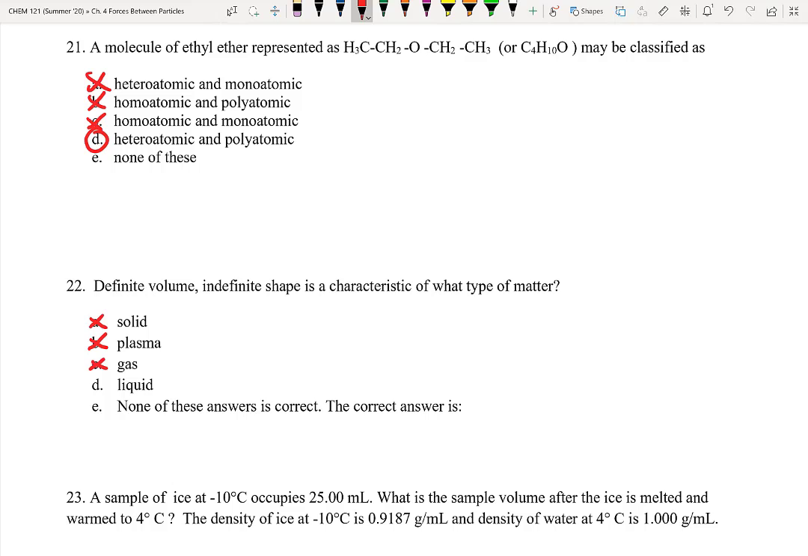Liquid, on the other hand, is really, really hard to squeeze. It's not as easy as gas. So I'd say that liquid would be the best option here. It's a lot harder to squeeze, has a more defined volume, but it doesn't have a set shape.